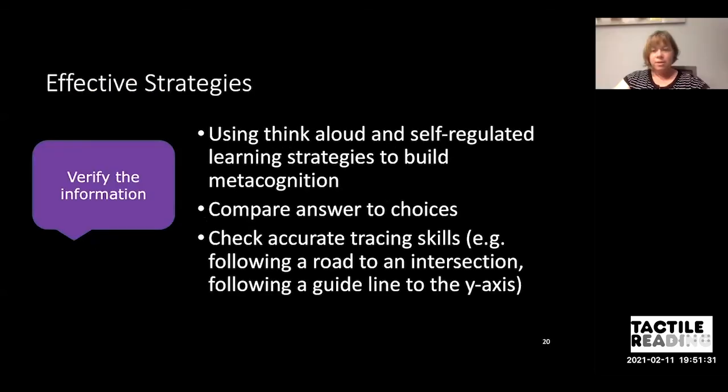Our next area to look at for effective strategies is verifying information. So students that were most effective and things that we integrated into curriculum included using the Think Aloud, as well as self-regulated learning strategies to build that metacognition so that students can realize when maybe they're reading the wrong number because their hand dropped and it doesn't make sense, their answer. And also learning to compare their answer to the choices, as well as check their accuracy of their technical skills, such as tracing lines to follow a road intersection or following a guideline to the y-axis. Did they do that accurately? And they verified that by rechecking.